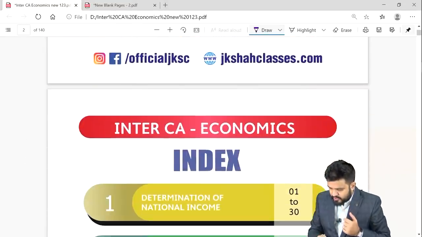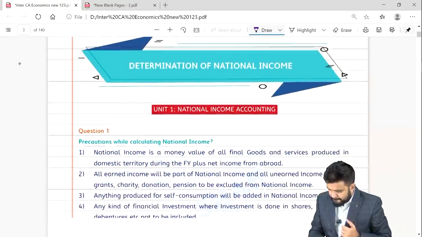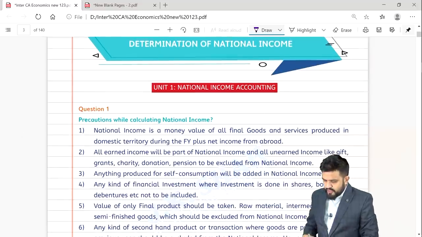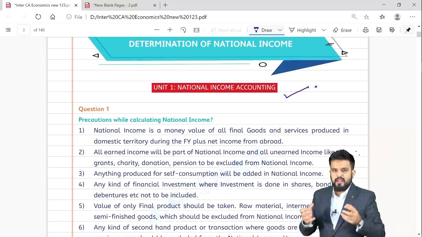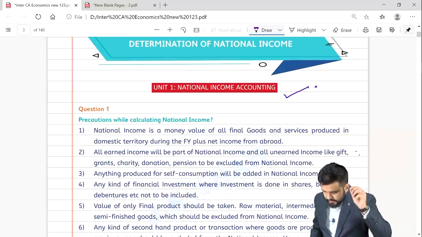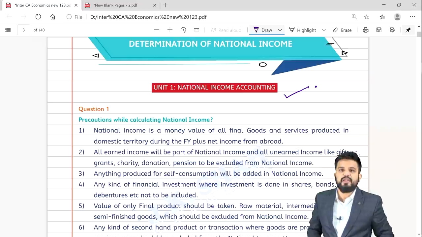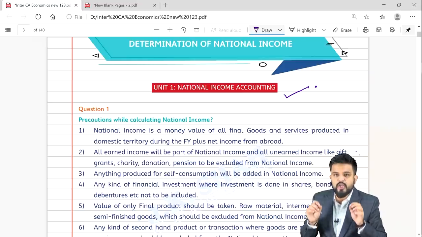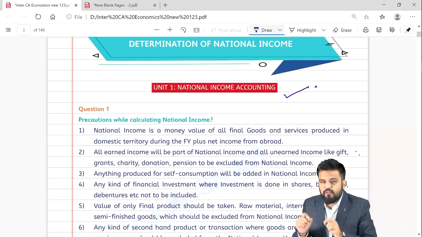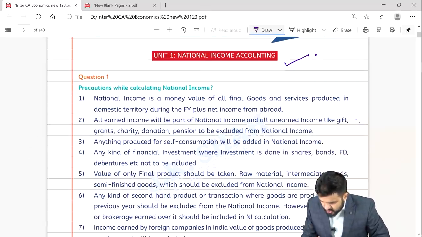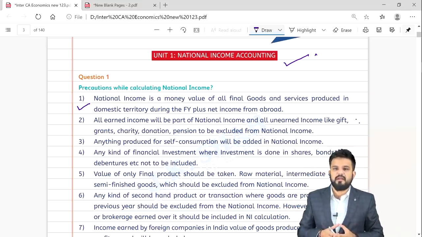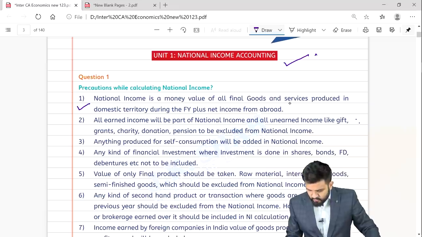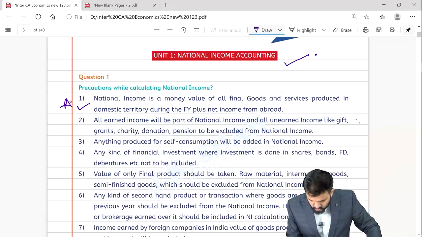Let's go ahead, students. So national income accounting is the name of your first unit. Let's go to the first question: precautions while calculating national income. So what all things you need to keep in your mind, or what all things you need to be very, very careful about while calculating national income. Number one point says, national income is a money value. That is the meaning or the definition which I have already explained to you. So this is already done, students.